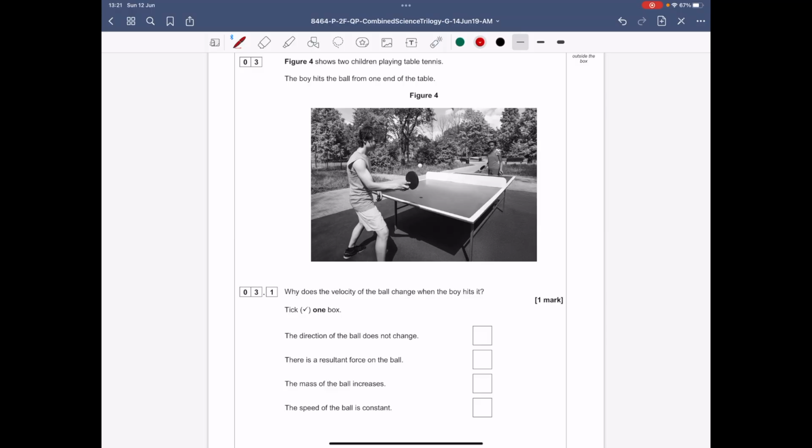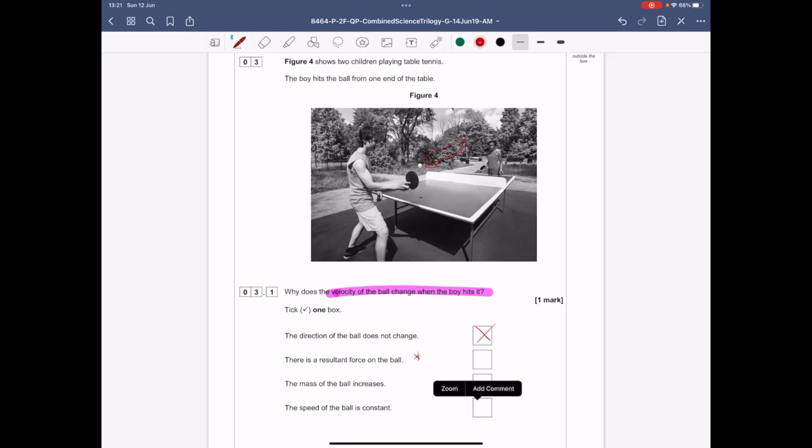Question 3 then. Figure 4 shows two children playing table tennis. The boy hits the ball from one end of the table. Why does the velocity of the ball change when the boy hits it? So why does its velocity change? The direction of the ball does not change. Well, if the boy hits it, it's going from one way to the other, so the direction will change, so it's not that. There is a resultant force on the ball, could be that.